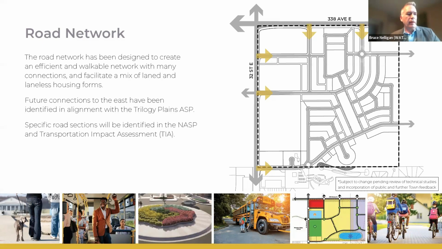Thank you, Macy. So the road network has been designed in alignment with the Trilogy Plains ASP and has been laid out to create an efficient and walkable network with many connections and facilitate a mix of lanes and laneless housing forms. Future connections have been identified to the lands to the east and west, which will be connected when those lands develop. Specific road sections and intersection treatments based on anticipated traffic volumes will be identified in the transportation impact assessment, which will be completed next month.